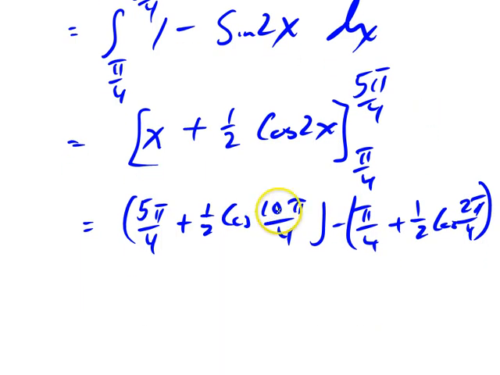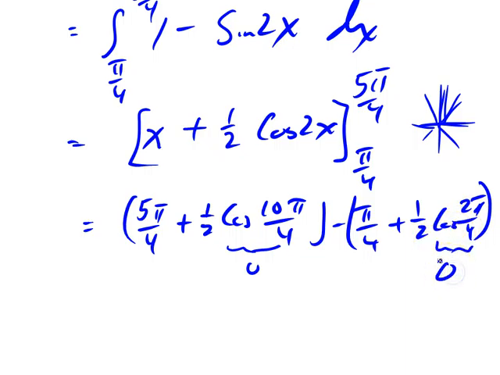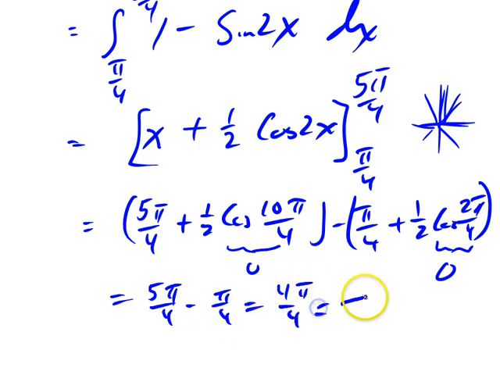10 pi over 4, I'm counting pi over 4s: 1, 2, 3, 4, 5, 6, 7, 8, 9, 10. That's the same as pi over 2. Cosine of pi over 2 is 0. So this is just a 0. Likewise here, this is a pi over 2, so cosine of pi over 2 is 0. And I end up with 5 pi over 4 minus pi over 4, which is equal to 4 pi over 4, which is just pi. So yeah, the answer is just pi.